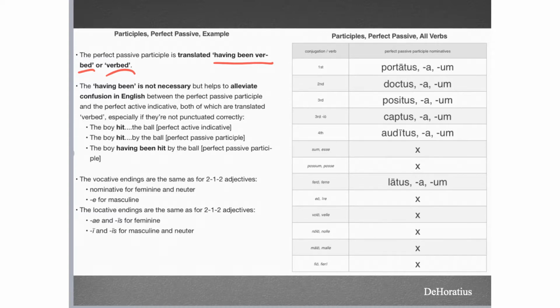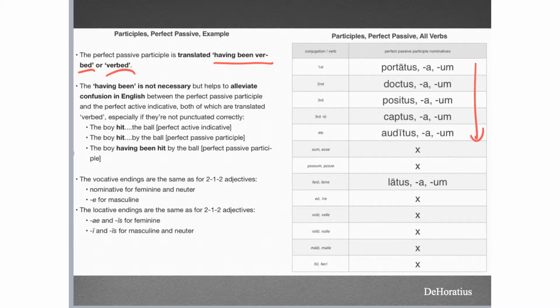I, pause, having been hit by the ball, pause, took first base. All right. So again, I can say I, pause, hit by the ball, pause, took first base, but the hit can be confusing. It can sound like an active form. So the having been is a useful thing to use, but it is not necessary. I do recommend it, especially at the beginning, to help you tell the difference between the passive participle and the active main verb. All right, and again, here are your examples of straight conjugations and then irregular verbs.